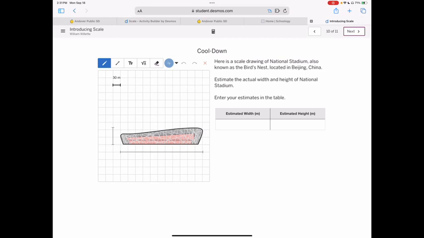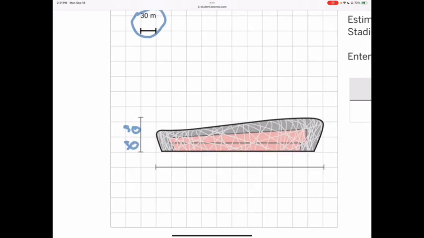Right here, they're giving you a scale drawing of National Stadium. It's also known as the Bird's Nest. It's located in Beijing, China. And you are estimating the actual width and height of National Stadium. And we can enter that below. So we are given a scale, right, not a scale factor, of 30. So we know that this is 30, this is 30, and this I would say is about a third of the way to 30.